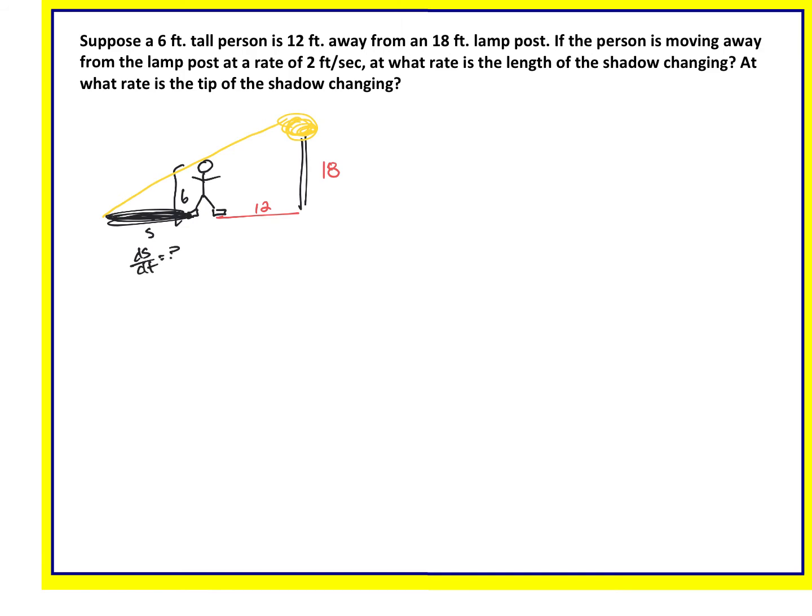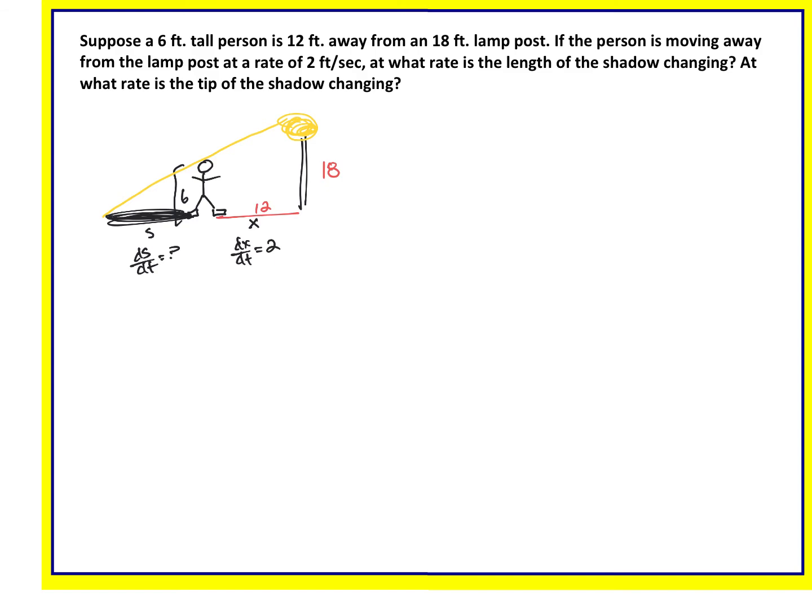So ds/dt is the question. If that's my S, I'm going to call this my X. Is he moving away or towards my lamppost? He's moving away. So if he's moving at a rate of 2 feet per second, dx/dt is equal to 2. Why is it positive 2 here? X is getting greater. If you were moving towards the lamppost, it would be negative.